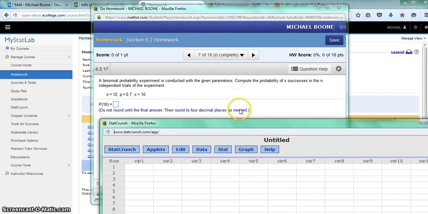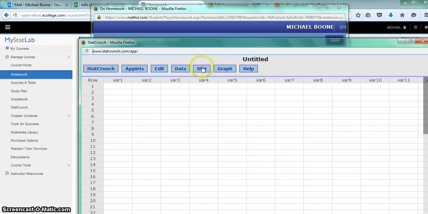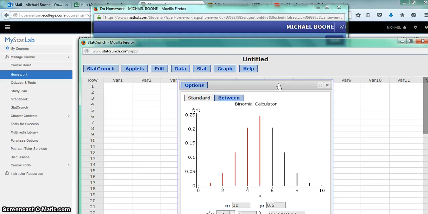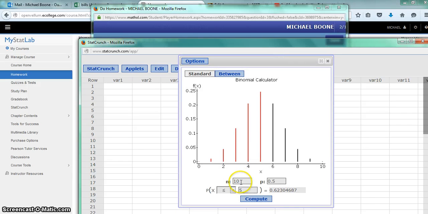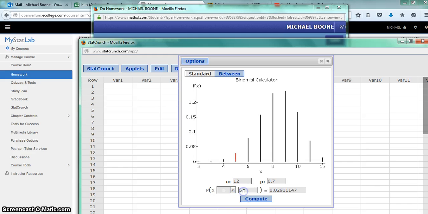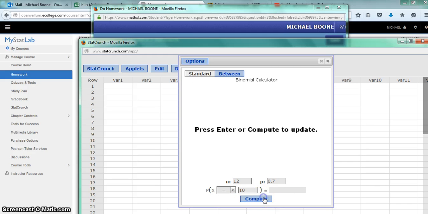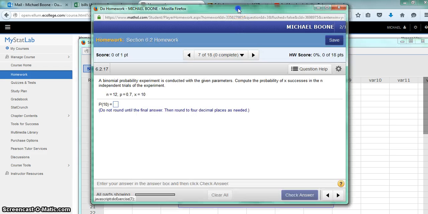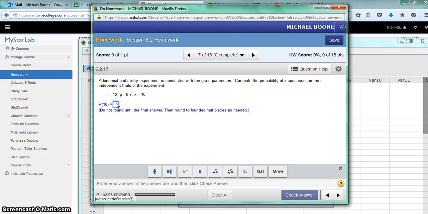So in StatCrunch, we're going to go back to the calculator, but the binomial calculator. And now we can just type in our information. Super easy. So we have a sample size of 12. We are a 70% free throw shooter. And I want to find the probability I make exactly 10. And it gives me the value, 0.1678.